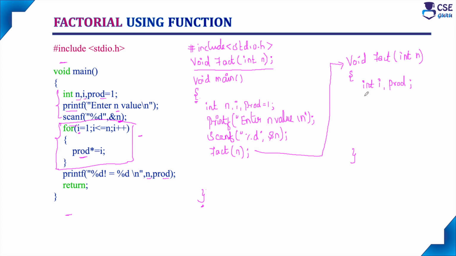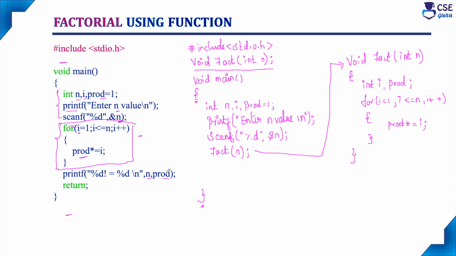Then the logic is for i equal to 1. The same logic we can implement here: i less than or equal to n, i plus plus. And here product star equal to i. So this is the execution part.